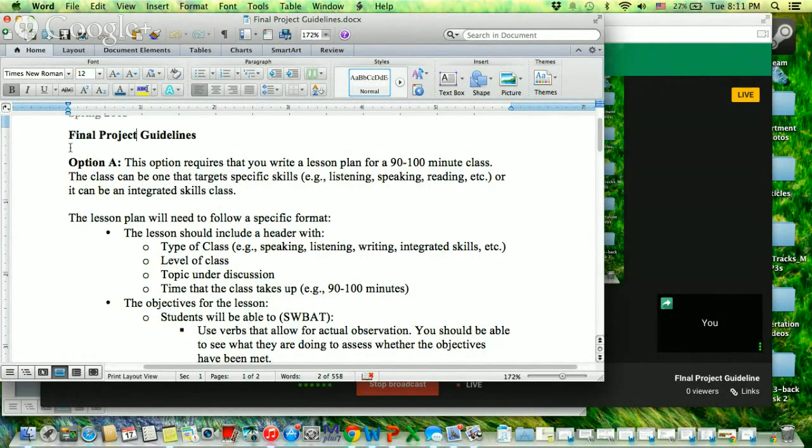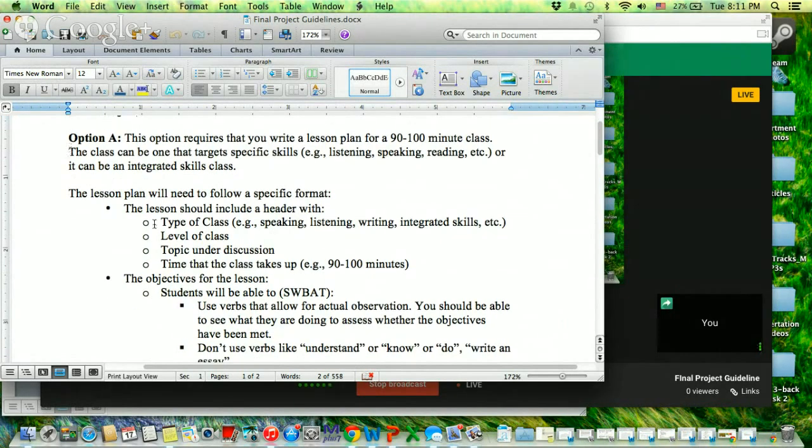Okay, so the lesson plan needs to follow a specific format. I gave you an example of one last week. You can look at that format to get an idea. You should have the type of class, so tell me if it's integrated skills, and if it is integrated skills, tell me which skills. The level of the class. So is it advanced? Is it lower intermediate? Is it high intermediate? Is it beginner?